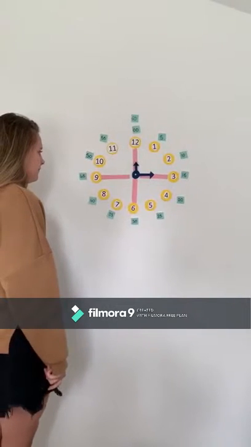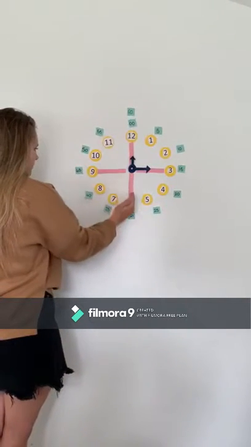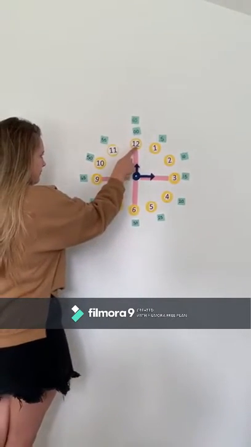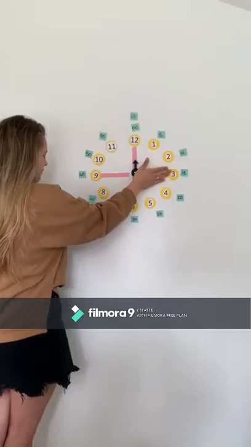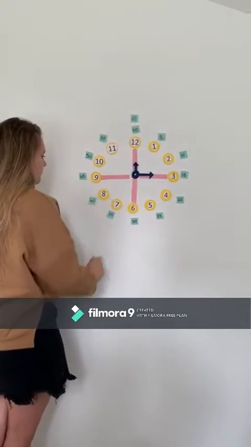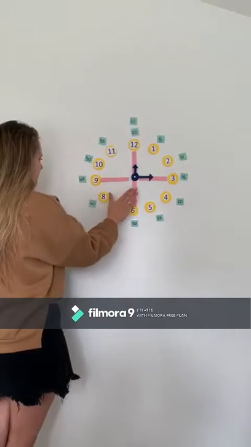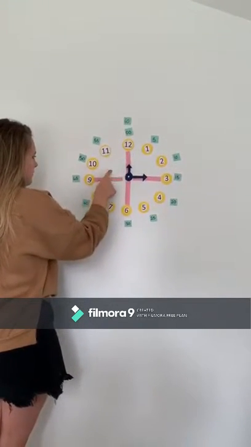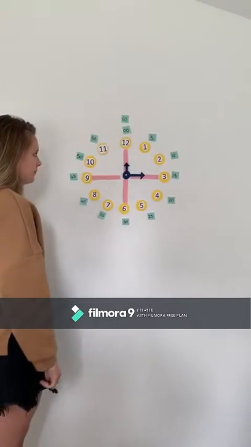If we divide this clock into 4, we now have quarters. So between the 12 and the 3 is 1 quarter. Between the 3 and the 6 is another quarter. Between the 6 and the 9 is a quarter. And between the 9 and the 12 is another quarter.